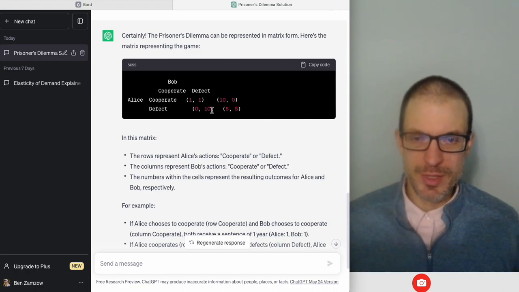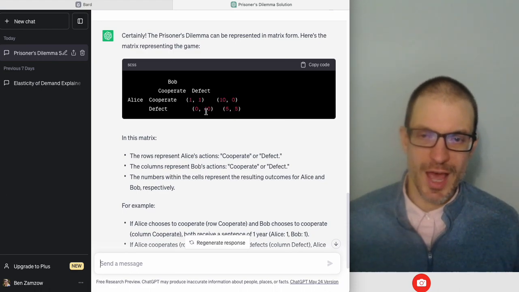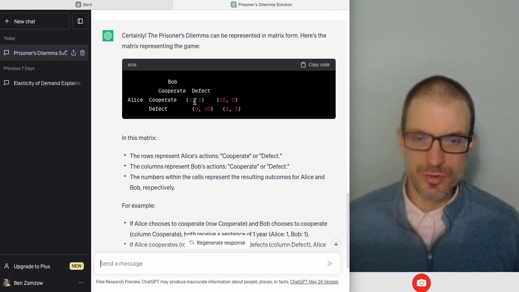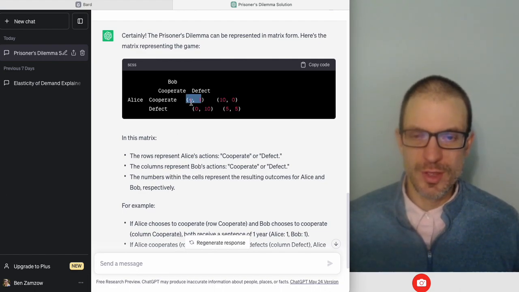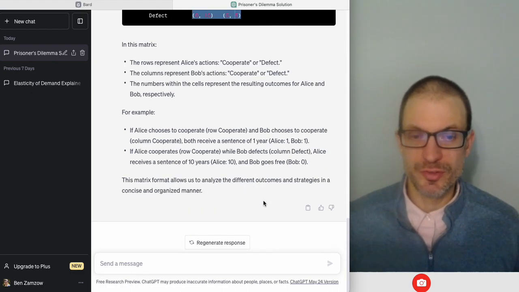It's a prisoner's dilemma because both will have a dominant strategy to defect and the socially optimal outcome differs. So if we sum up their payoffs, 5 plus 5 is 10, 10 plus 0 is 10, 1 plus 1 is 2. Jointly between them, they serve the fewest years if they both cooperate. But the problem is they don't reach this in equilibrium because they each have an individual incentive to defect. Okay, so this is good. This is pretty good. This is a prisoner's dilemma.